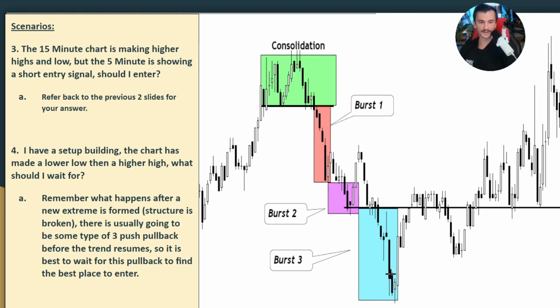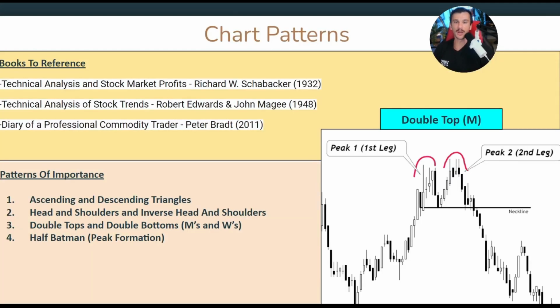So looking at this down move, though, 3 bursts into the low, getting in line with the actual trend, and then taking that trade in the direction of that trend. Now that you have an objective way of identifying your swing highs and swing lows, which, let's be honest, is half the battle, we're going to talk about some commonly used chart patterns.